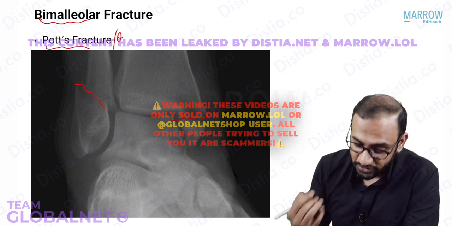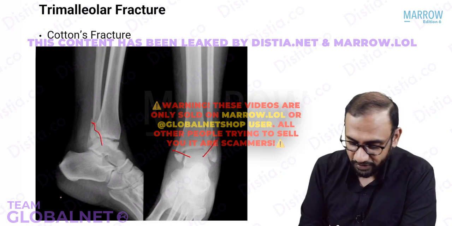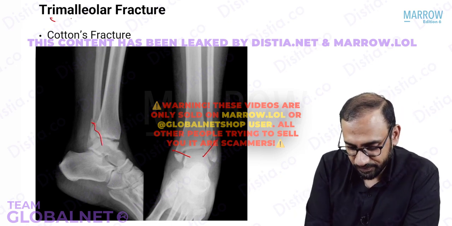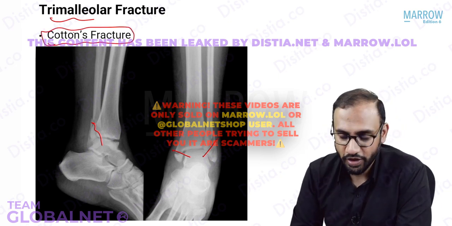You can also get a trimalleolar fracture where medial, lateral as well as posterior malleoli fracture. All of them fracture. This is known as Cotton's fracture.